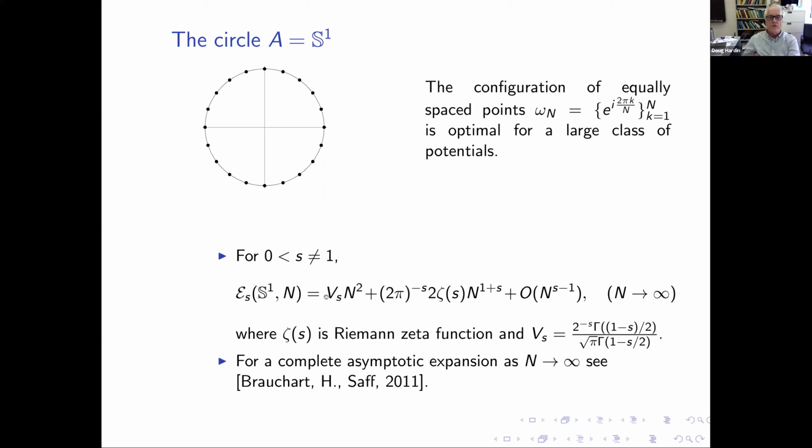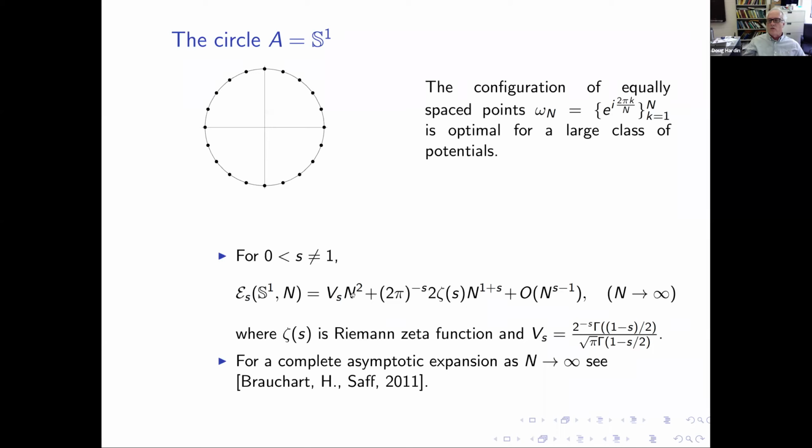And this expansion gives the two dominant terms when s is between 0 and 2. Is that right? No, 3. When s is between 0 and 3, because both of these terms, n to the 1 plus s and n squared, will be larger than the n to the s minus 1 until we get to 3. And then the n squared becomes smaller order. But we're concentrating on these two terms in this talk.